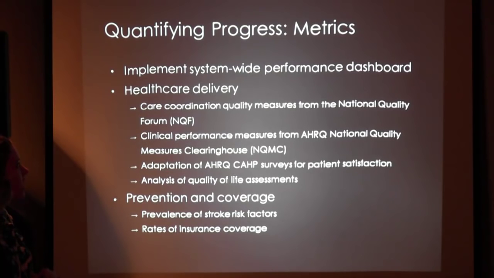Also, we want to implement a system-wide performance dashboard. So looking at different vitals, different blood work, again, the readmission rates to say, is the stroke risk in our community really going down? Are readmission rates really going down? What improvements can we make to better educate the community? And finally, for the prevention and care side, we want to look, are the stroke risk factors really going down in our area? Are more people being insured? How can we include more small businesses or community workers into our program?